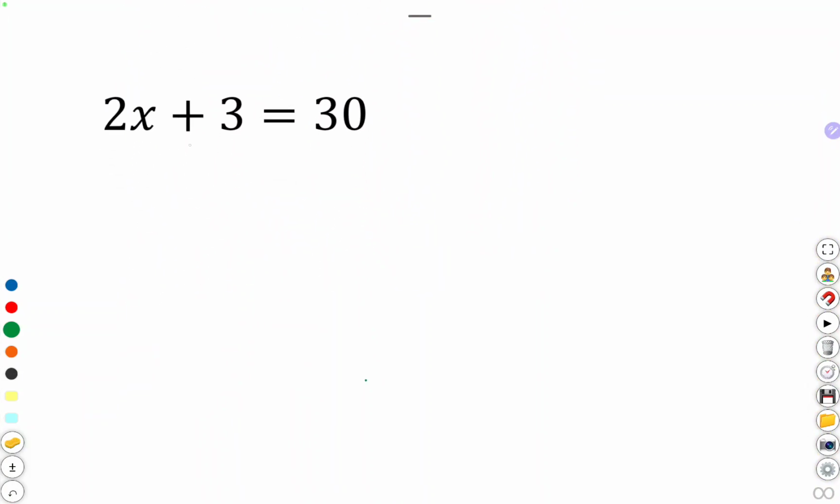Next one, we take away 3 from both sides first. And then we're left with the 3's cancel, so we're left with 2x equals 27.